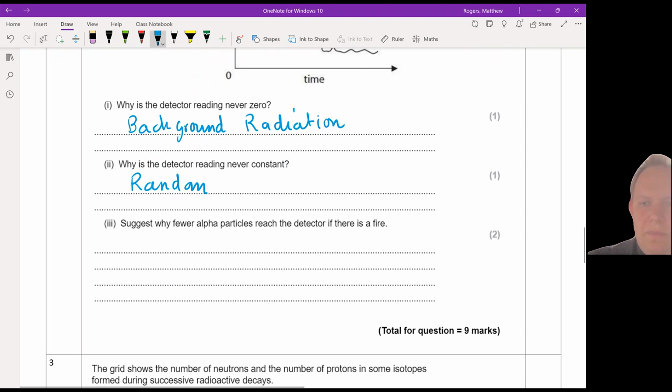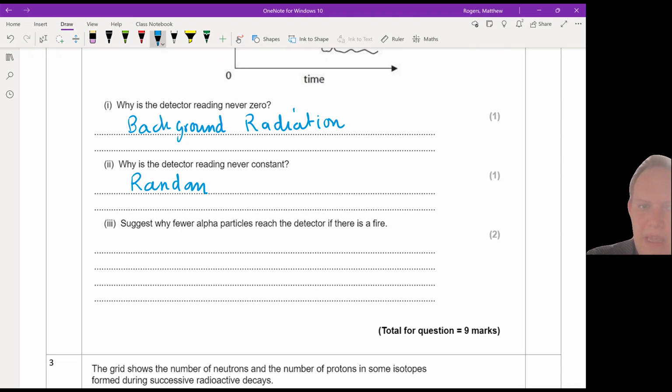Part 2, suggest why fewer alpha particles reach the detector if there is a fire. So this again is back to our ideas about alpha radiations and their ability to penetrate through things. The smoke particles are likely to absorb the alpha particles, we might say. We might say the alpha particles ionize the smoke particles. We might say the alpha particles are stopped or scattered, and therefore fewer are going to reach the detector because of the fire.